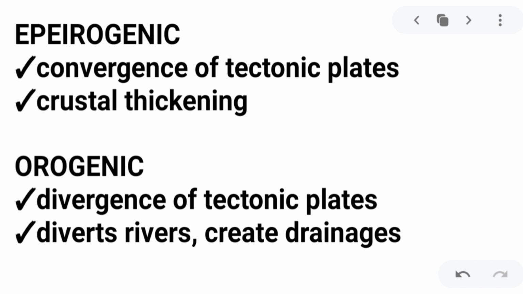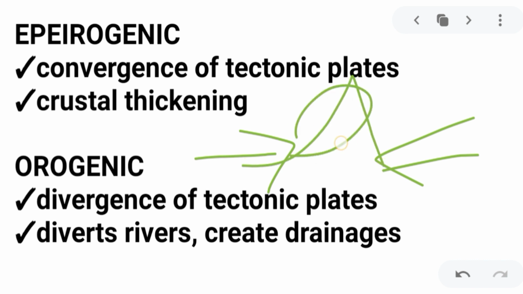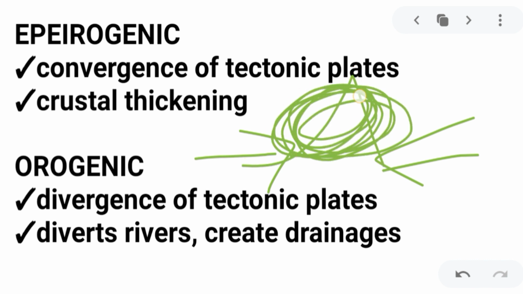Now, let us discuss the epirogenic and orogenic. So, we have here the epirogenic. These are the convergence of tectonic plates. And one indicator of occurrence of the epirogenic is the crustal thickening. So, ganyan yan. So, mag-form to ng mountains kasi kumakapal yun nandito. Crustal thickening. Kumakapal siya pataas. Mag-form yan ng mountains.